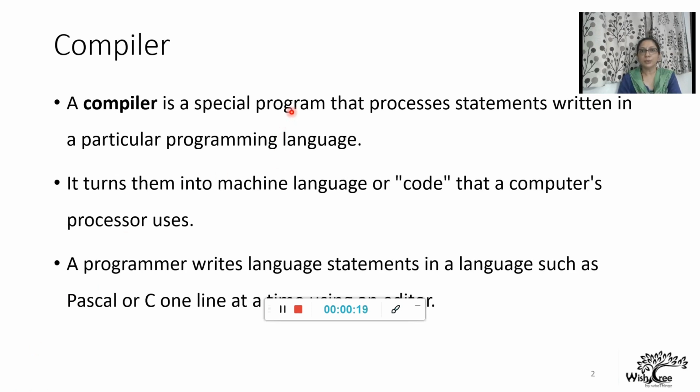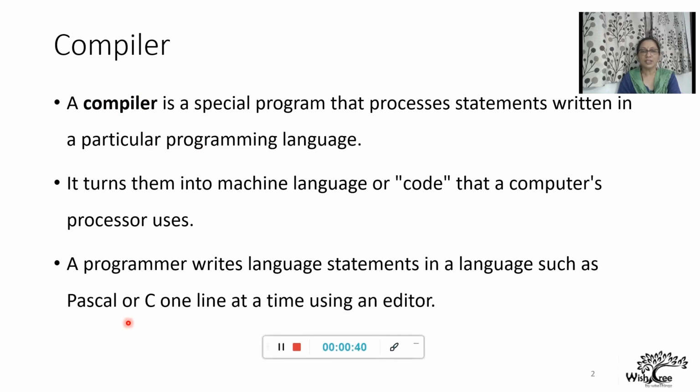A compiler is a program that converts the high level language statements into machine language. Now the computer, as we all know, can understand only the code that is written in the form of zeros and ones. So we need somebody who is going to convert that high level programming language statement, which is probably written in C or Pascal or C++, into a form that is understandable by the computer, and this is done by the compiler.